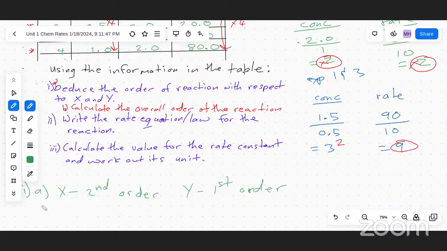And what would be the overall order of the reaction? 3. Right, 2 plus 1, 3. All right, what would be the rate equation?